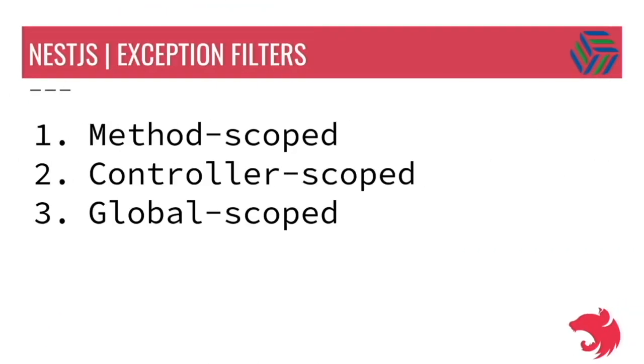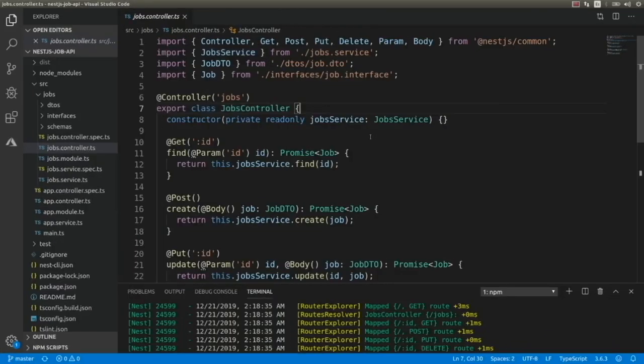The NestJS exception filters can be applied using a decorator in a method or in a controller, or we can globally apply a filter by declaring it in our main TS file. Let's jump into VS Code and let's see how we can use exception filters. On a previous video, we created our shops controller.